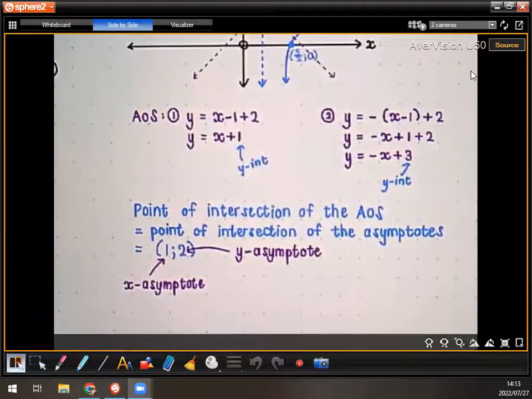You're not actually ever going to have to do a calculation for that. Okay, if you have the equation of the graph, you can get the asymptotes. Okay? And that means that you can get the x and the y values of the point of intersection of the asymptotes and of the axes of symmetry. It's always the same point.